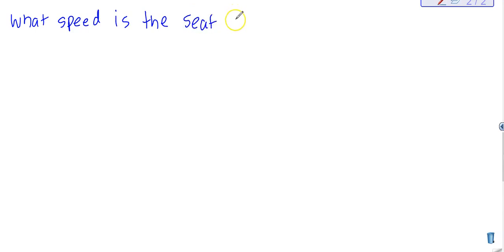Moving on to box four, linear speed. Okay, so this is our linear speed box. So here's what I want to know. What speed is the seat, a seat on the Ferris wheel, it doesn't matter, traveling in miles per hour? There's some conversions we're going to have to do.